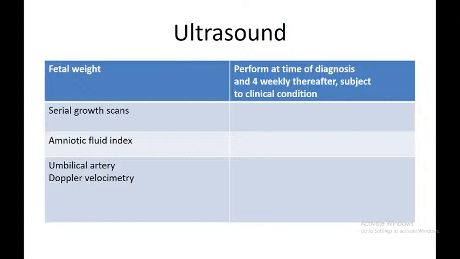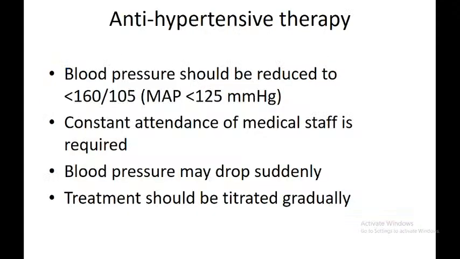So for the fetus, we need to always do an ultrasound to know the estimated fetal weight, and then at regular intervals, every 3 to 4 weeks, we need to do a serial growth scan. We need to even look in the ultrasound at the amount of amniotic fluid, and of course the Doppler velocimetry to know whether there are any changes.